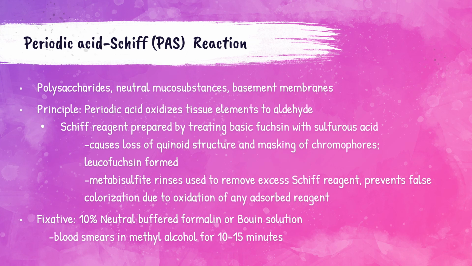Following the Schiff reaction, running water washes cause the visualization of the typical Schiff color. Metabisulfite rinses are then used to remove any excess Schiff reagent, and this helps to prevent false colorization of the tissue due to oxidation of any reagent that is absorbed. In order for a tissue to be stained with a PAS reaction, it must be fixed in 10% neutral buffered formalin or Bouin solution. If staining blood smears, these need to be fixed in methyl alcohol for a 10 to 15 minute period before the stain.